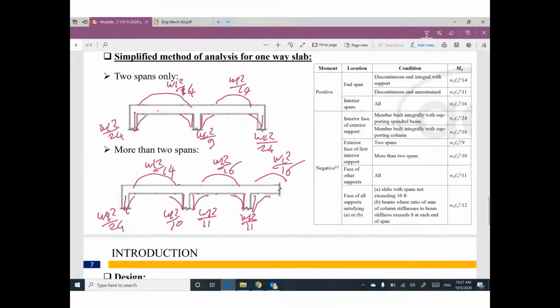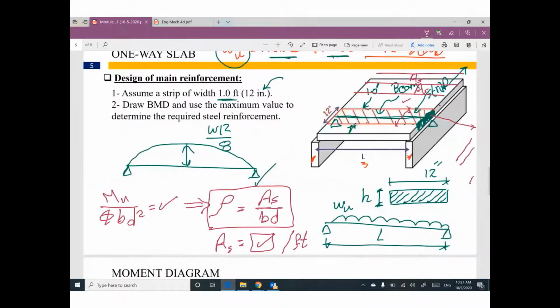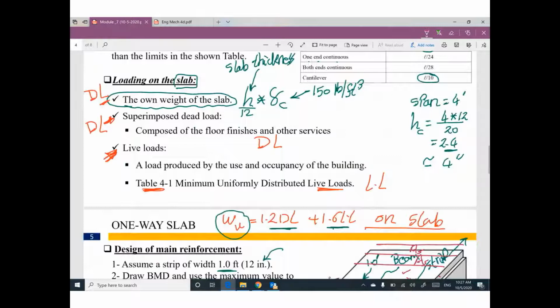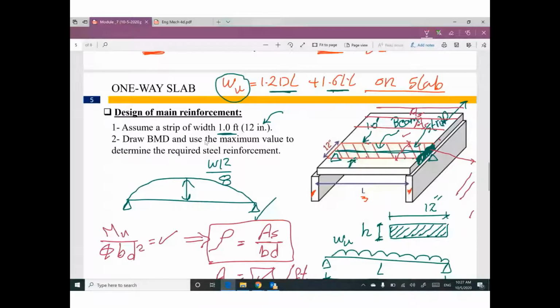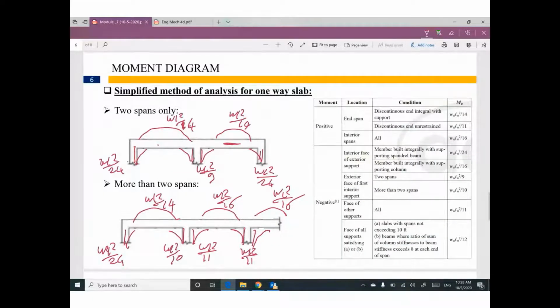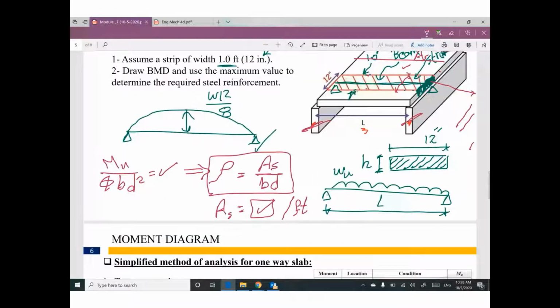So it's very easy because I'm talking about one-way slab. We need to figure out what is the thickness. We need to figure out what are the weights on this slab. We need to take one strip with unit width. This strip looks like a beam. Probably this beam is simply supported if you have only two supports, or two spans if you have three supports or more. Based on the condition, I can figure out the bending moment diagram. Once you calculate your moment, your design is very easy.